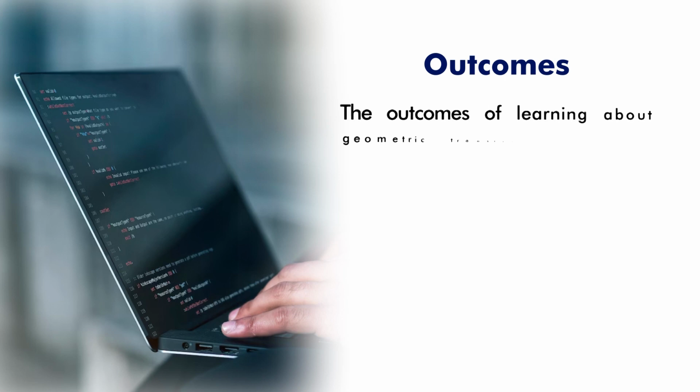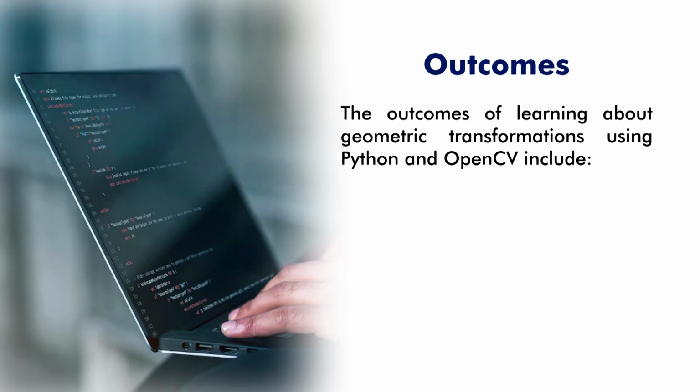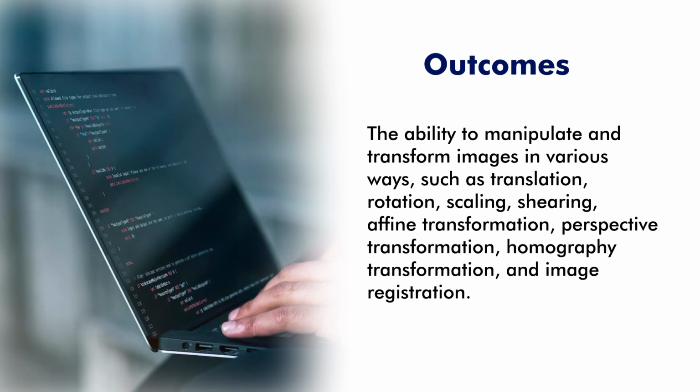What are the outcomes? The outcomes of learning about geometric transformations using Python and OpenCV include the ability to manipulate and transform images in various ways such as translation, rotation, scaling, shearing, affine transformation, perspective transformation, homography transformation and image registration. The understanding of the theoretical principles behind these transformations including matrix operations, coordinate systems and transformation matrices.